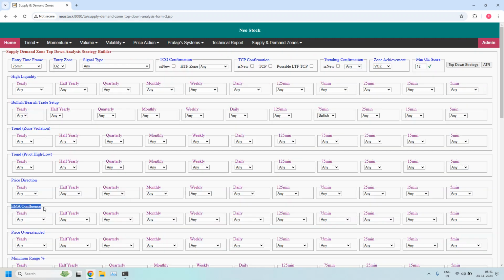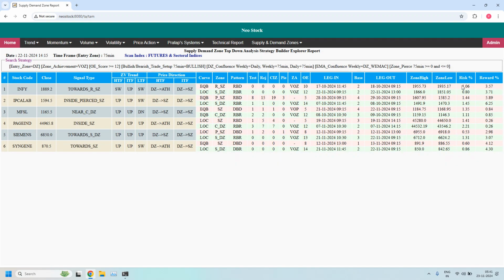Let's verify. In the EMA confluence, weekly time frame, weekly demand zones are having weekly EMA confluence. Let's filter. We got 6. So first one anyway, daily EMA confluence is there, and remaining stocks, they are all supporting high probability setup. All these stocks are high probability setup stocks. And moreover, many of these 75 minutes demand zones are high liquidity zones. I think all are high liquidity zones.